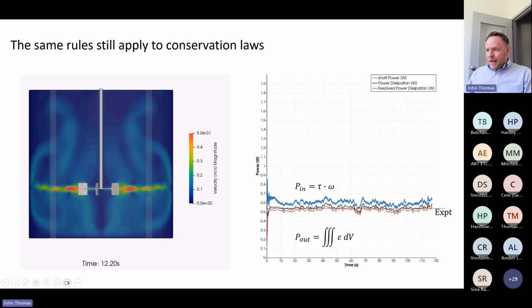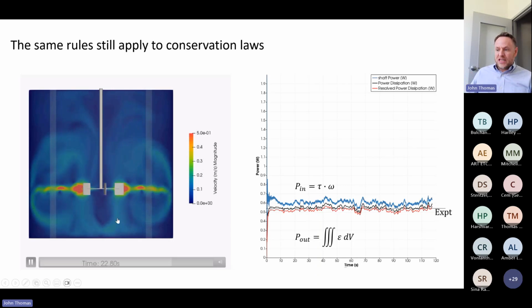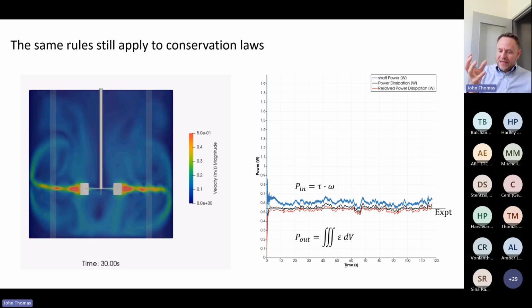On the blue line here, I'm showing the power in that comes from the torque on the impeller times the angular velocity. On the black line here, I'm showing the energy dissipation, that is the volume integral of the energy dissipation at each point. Those are wholly independent calculations. But importantly, the code is doing a pretty good job, within I'd say like 5% or so. It's showing that all the energy coming in is being captured in the turbulence model when trying to predict the energy dissipation across this vessel.